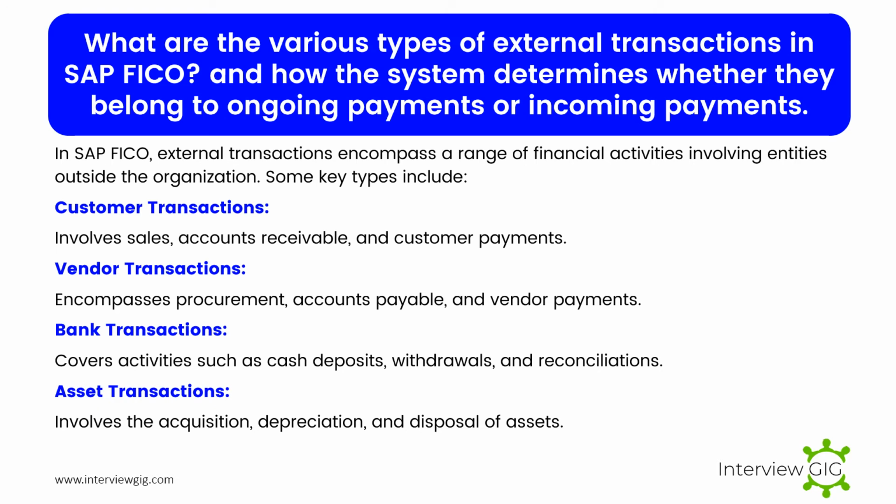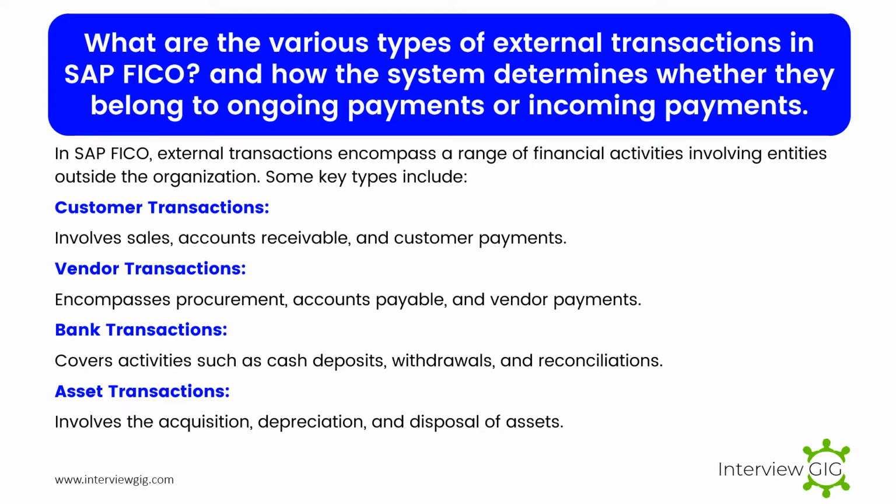What are the various types of external transactions in SAP FICO? And how the system determines whether they belong to ongoing payments or incoming payments? In SAP FICO, external transactions encompass a range of financial activities involving entities outside the organization. Some key types include: customer transactions.